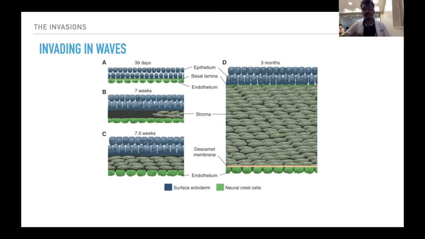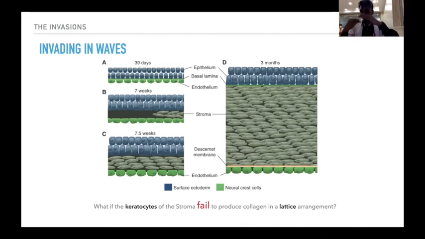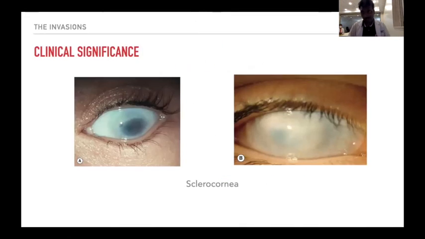These keratocytes lay the collagen in a lattice arrangement in this layer. This lattice arrangement is very important so that the light rays can travel and get through the cornea very clearly. Now, what happens if the keratocytes are not invading correctly, or there is a problem in this? What happens if the keratocytes of the stroma fail to produce the collagen in a lattice arrangement? We end up with something known as sclerocornea. Sclerocornea is nothing but corneal scleralization. The cornea is supposed to be transparent, but it appears like sclera itself. So this is sclerocornea, very simple.